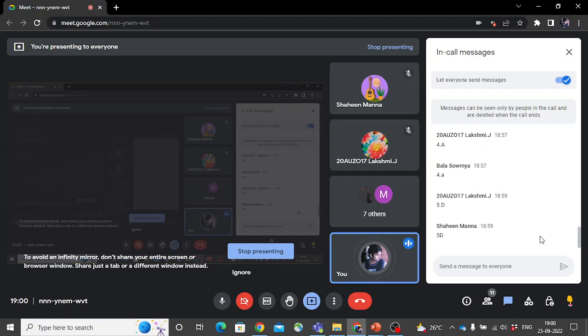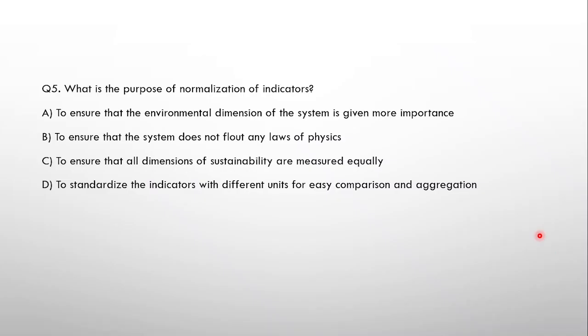Okay, I'll proceed to question 6 now. Yeah, the answer is right, to standardize the indicators, because we have to compare and aggregate them to obtain the dimension score or the sustainability score, right?